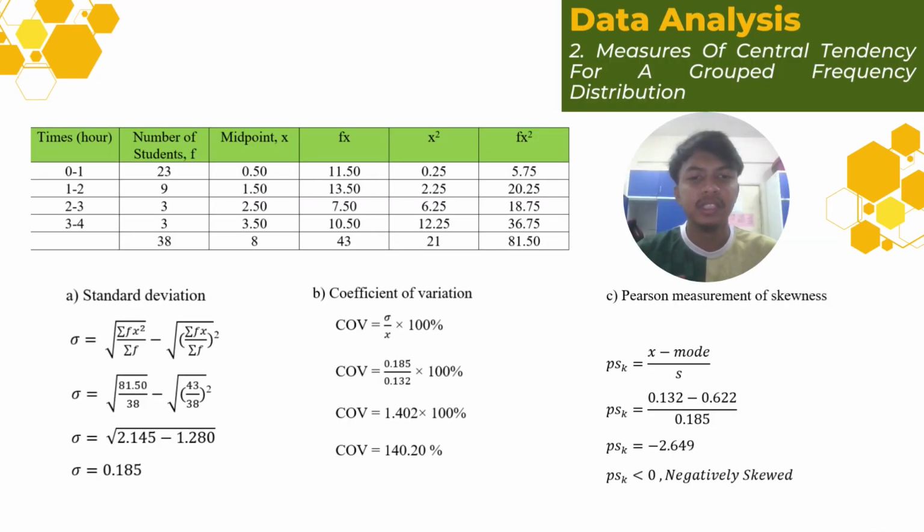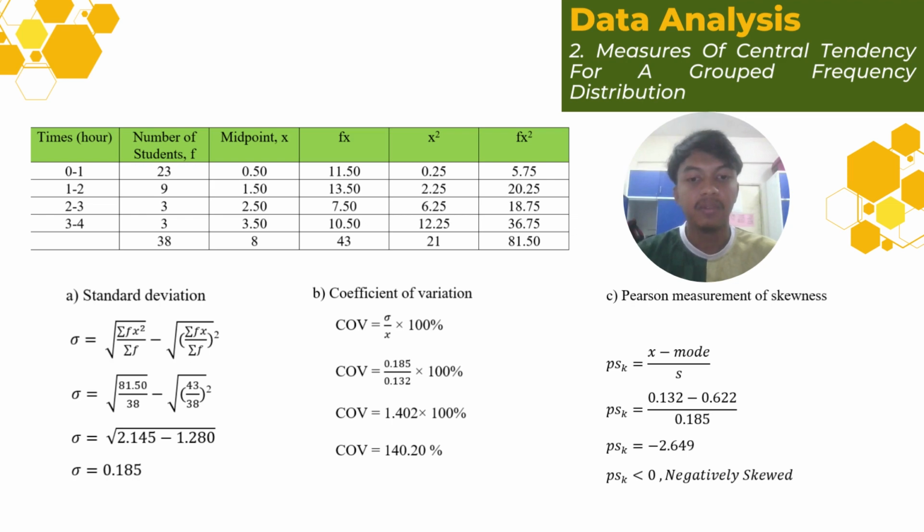For group frequency distribution, we use question 4 of quantitative data as our data collection. Regarding the data collection in the table, we can find the standard deviation. The formula we use to find standard deviation is the square root of total fx squared divided by total f, minus, in brackets, total fx divided by total f, squared. Just put the data in the formula and the answer is 0.85.